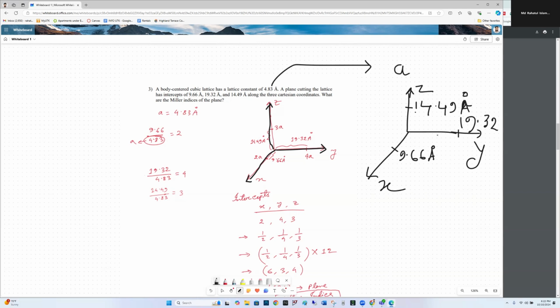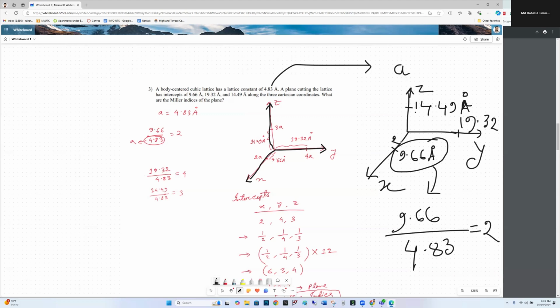Okay, so at first we have to convert these numbers with respect to A. This is the unit. I mean, you have to convert this, and you need to know how many units are there right here. So the unit is actually 4.83 angstrom. So how many A are there? I mean, how many A is in here actually? So to find that, you have to just divide it by that unit. Then you will get how many units is this actually. So you will get 2. So this is actually 2A.